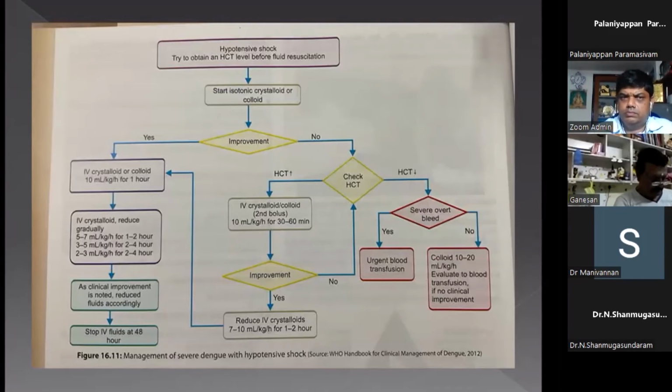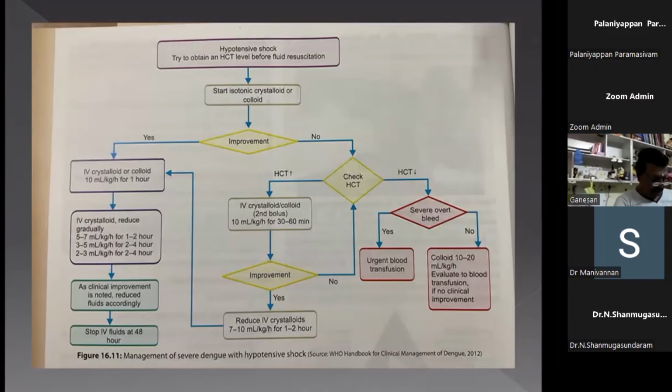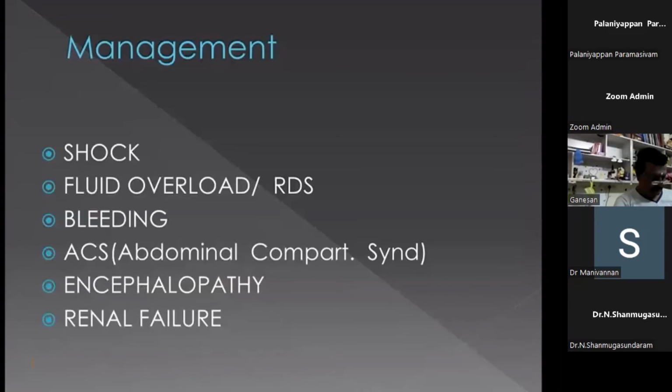A second bolus of colloid or crystalloid can be given over 30 minutes to 1 hour. If there is no improvement, check the hematocrit again. You can give a third bolus of colloid or crystalloid. If there is an improvement, slowly you can taper the fluids using normal saline, like 5 to 7 ml per kg over 2 hours, then 3 to 5 ml per kg over 2 to 4 hours. Gradually, you can reduce. In any severe shock, giving oxygen is very important.